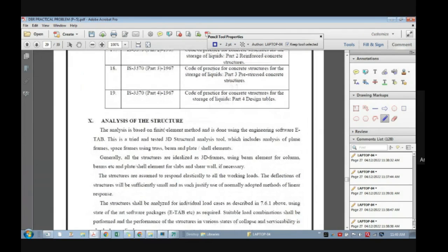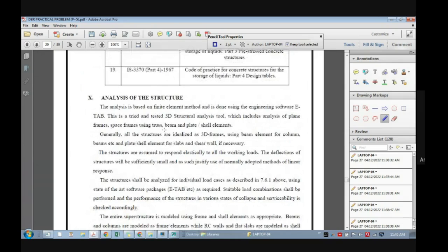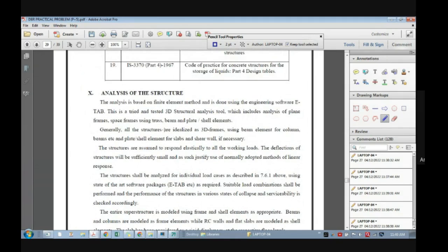Now, once you put all the information in the design basis report, then we do the analysis of the structure using software. So you should mention what software you are using for the design. In this case, we are using finite element method software, which is ETABS. So ETABS we are using for this, and we can analyze trusses, beams, and plate and shell elements. I don't know whether you know this. The analysis will be 3D modeling.